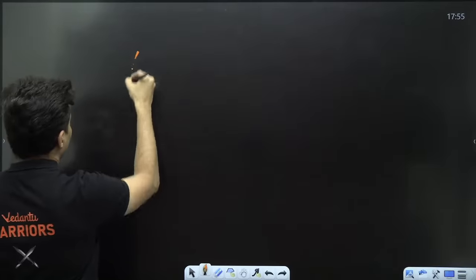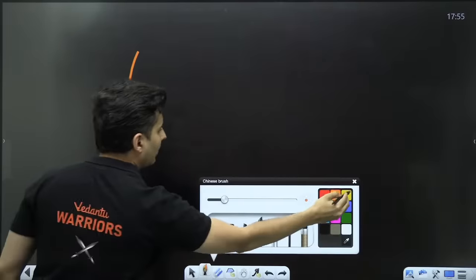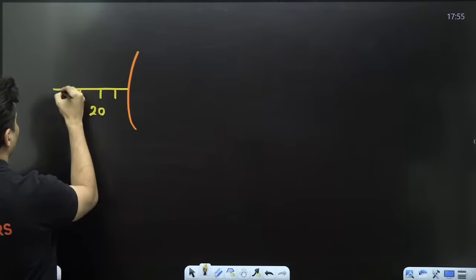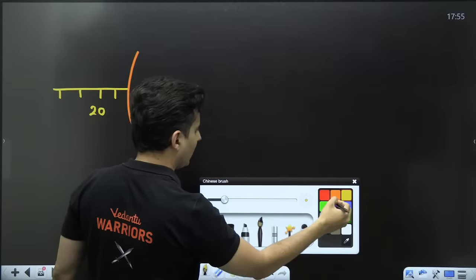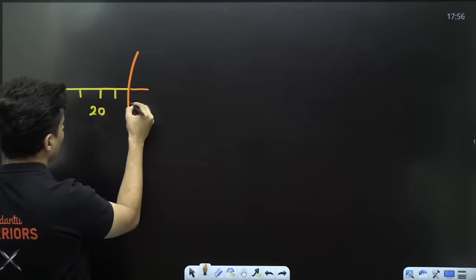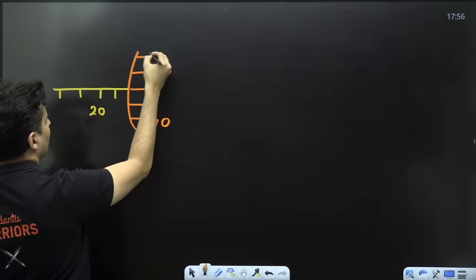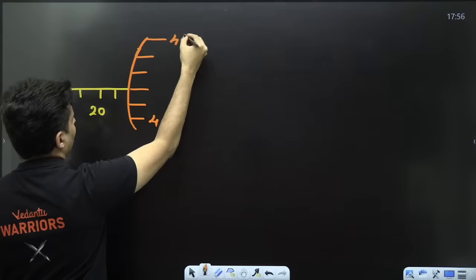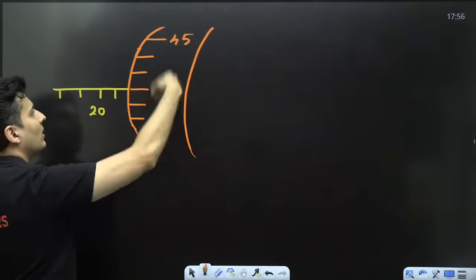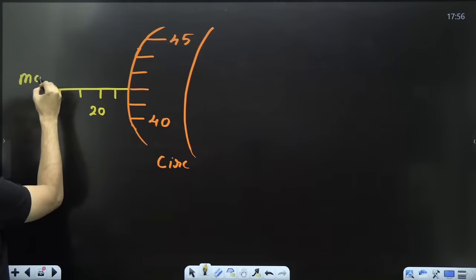One second. This is, let's say, your circular scale. This is your main scale. Once again, I will put it in different colors. So this is how it looks. For example, this is your circular scale, and this one over here is your main scale.